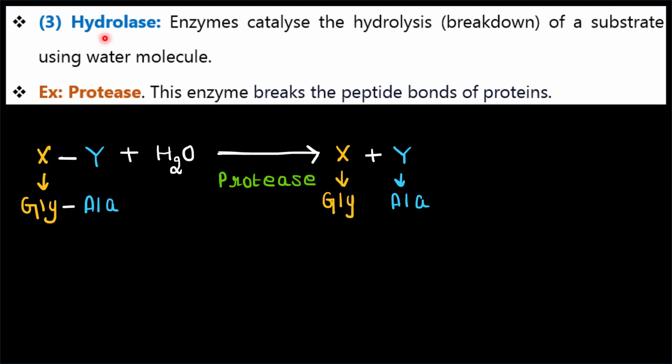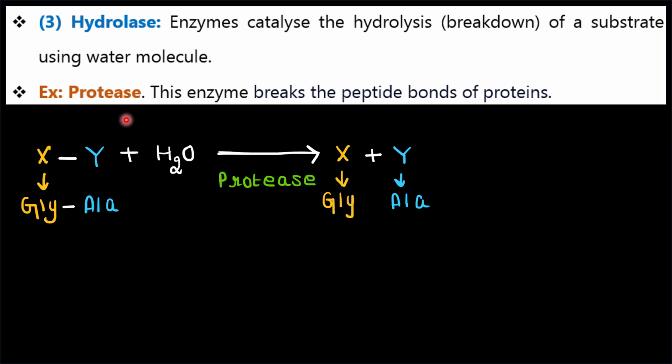Next is hydrolase. So these enzymes catalyze the hydrolysis, that is the breakdown of a substrate using water molecule. So here we have the substrate XY and the molecule X and molecule Y, these two are attached. Now this enzyme is breaking down this molecule and X and Y are separated. So it takes the help of water molecule in this breakdown.